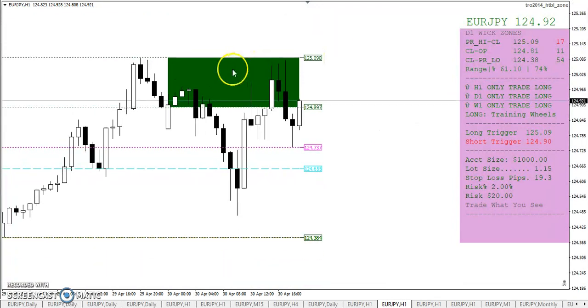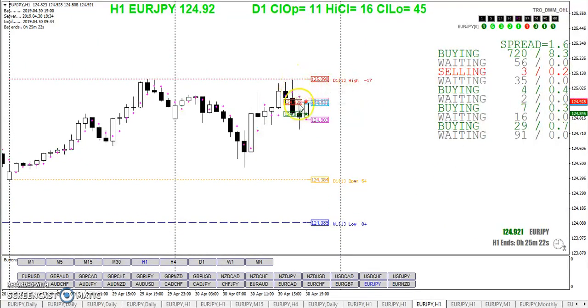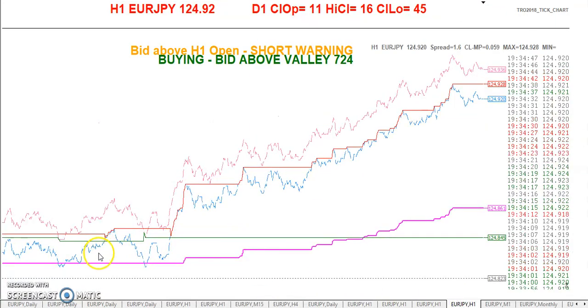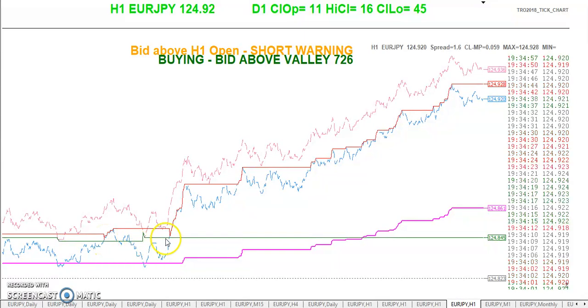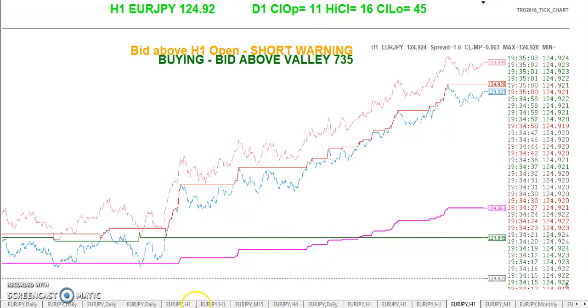Okay, we see the wick zone right here. Price in and out, in and out, in and out, and back in again. As you can see here, close but no cigar. Just did not get a trade off of this trading screen. Some nice movement here. You can see the bid crossed above the valley of the ask. And if you stayed with that trade, you see here, it was nice.